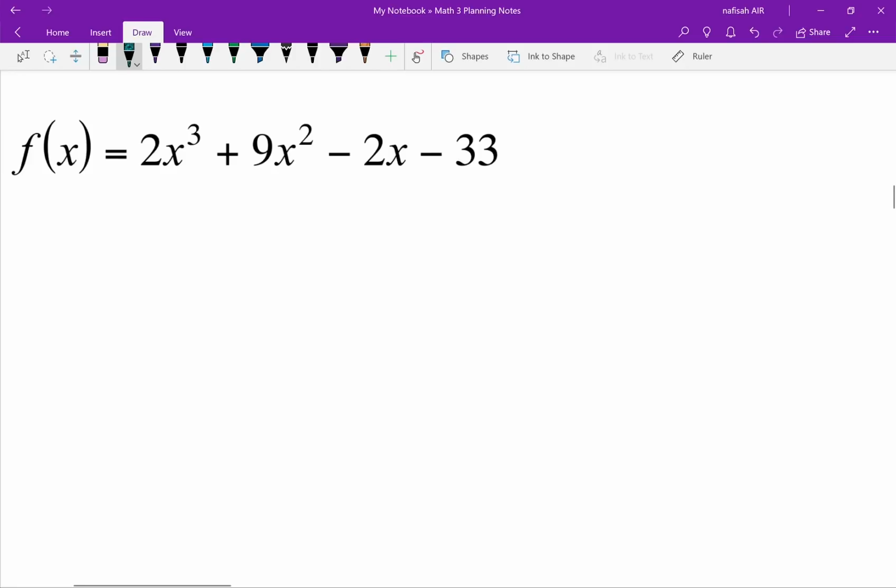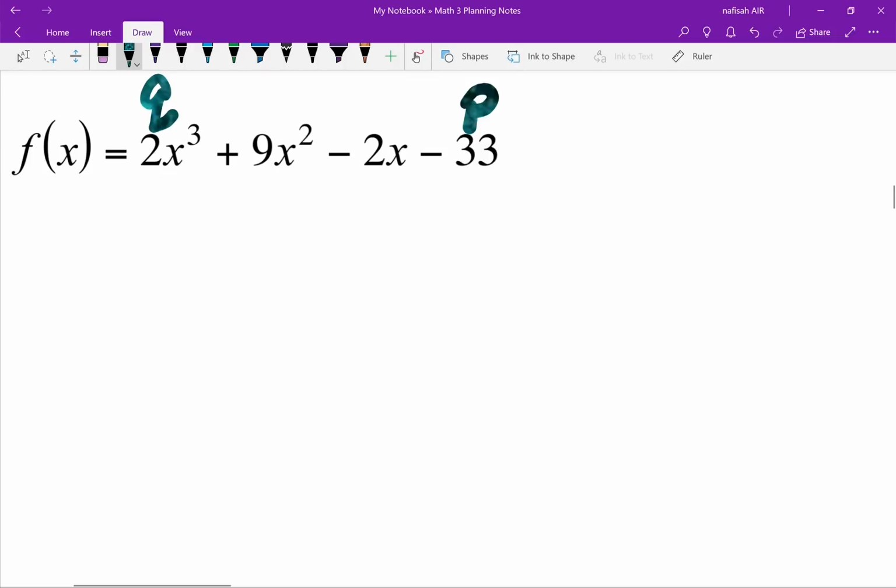To find all the possible rational roots of this polynomial, I would have to think about P divided by Q. P represents the constant. Q represents the leading coefficient. Be sure to understand that the leading coefficient is always the coefficient in front of the highest degreed x term.